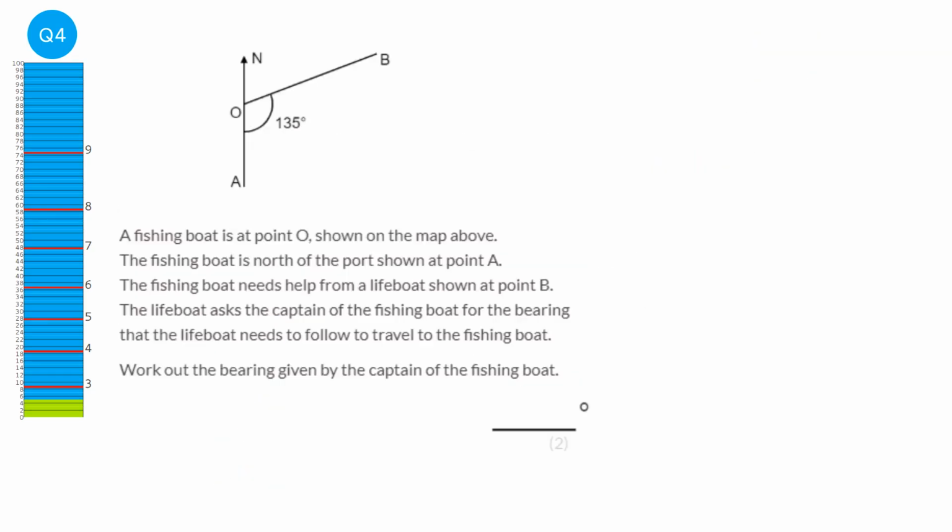25.73. So when you read this question, the question's basically asking you to find the bearing of O from B. So the lifeboat is at B, so I'm going to draw a north line here. And to find a bearing, you start from the north line and you keep going clockwise. So we're going to look for this angle here. Now, this angle, which is given to us in the question, and this angle here, which I'm just going to call X, are going to be equal. So X is going to equal 135 degrees.